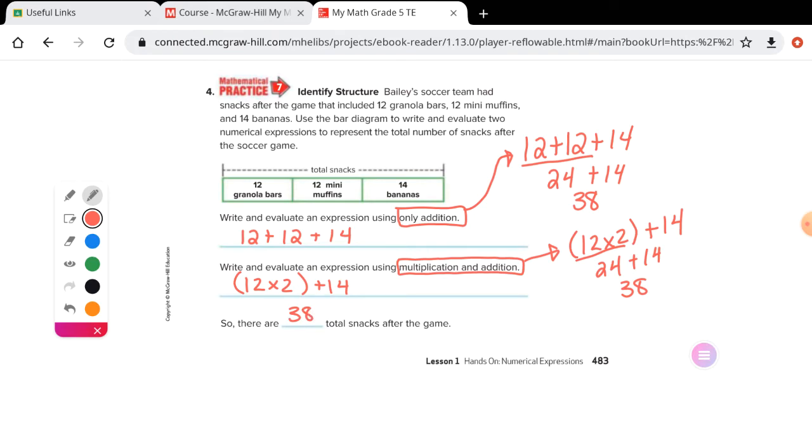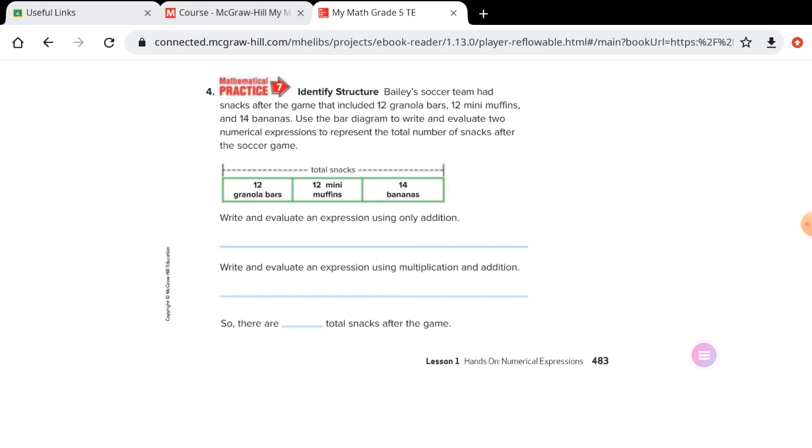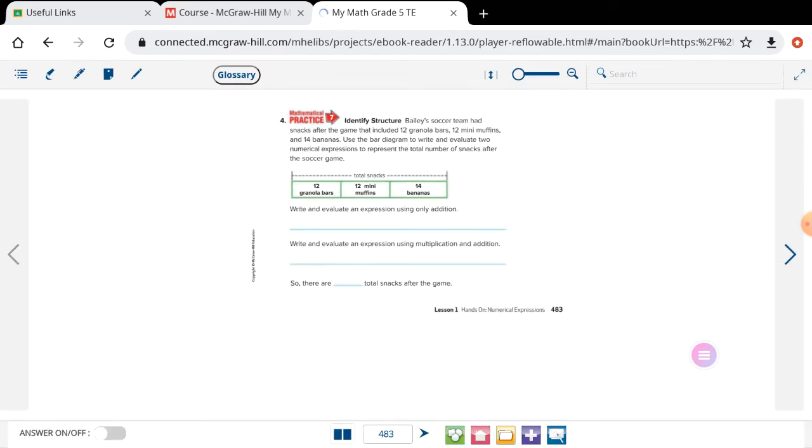Okay, I want you guys to do number 5 on the next page. Flip, I want you guys to try number 5 on your own. Try number 5 on your own.